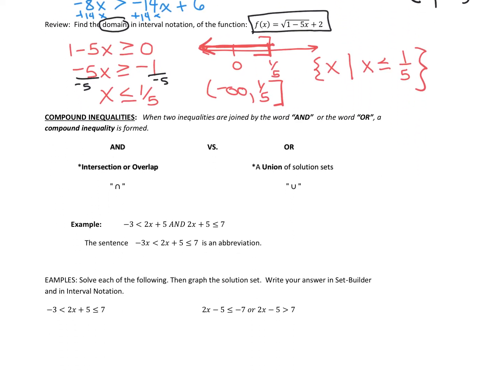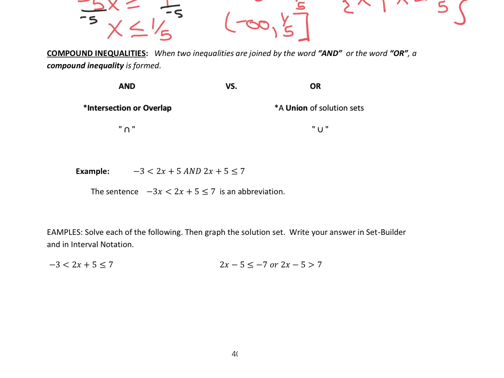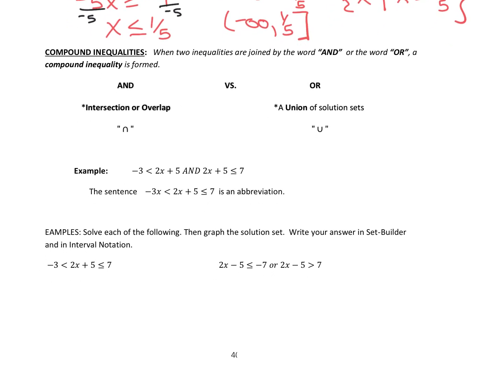All right, let's take a look at something called a compound inequality. A compound inequality is when you join two or more inequalities with an and statement or an or statement. So when we're talking about an and statement, we're looking for an intersection or an overlap, which is represented by the upside down U. And if we're talking about an or statement, we want the union of all the solution sets, which is an up U.